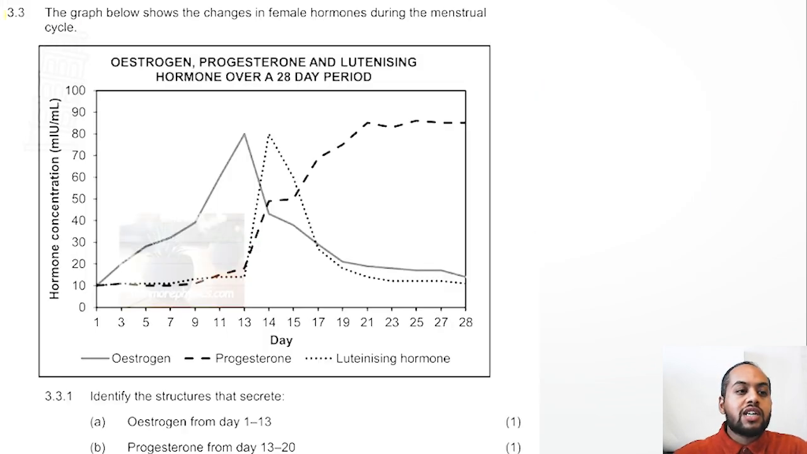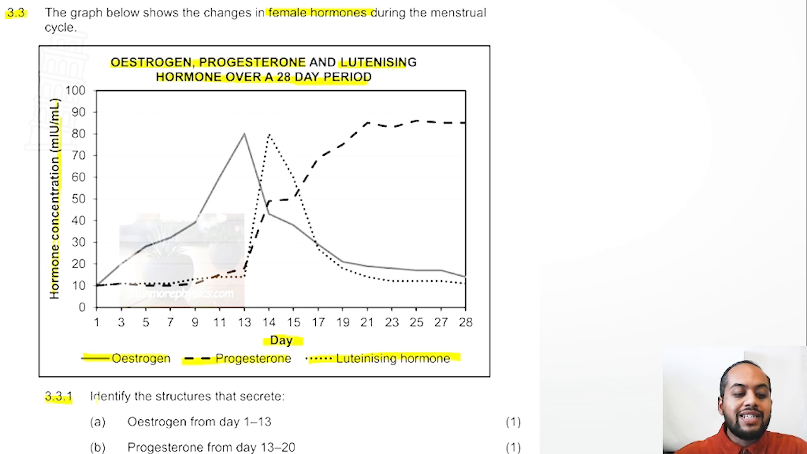The next question is taken from 3.3 that says the graph below shows the changes in female hormones during the menstrual cycle. So you have estrogen, progesterone and luteinizing hormone over a 28-day period. If we have a look on the x-axis, we have the days. On the y-axis, we have our hormone concentration. And then we have keys here for estrogen, progesterone, as well as luteinizing hormone.